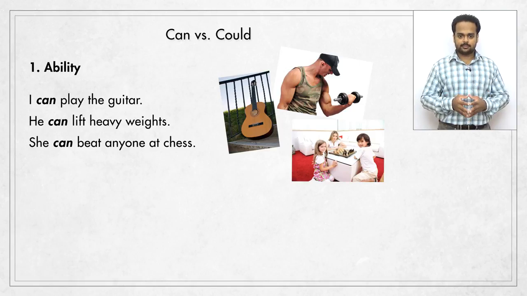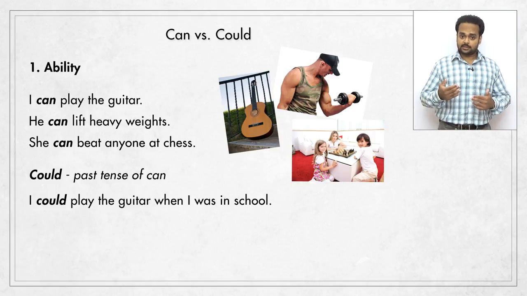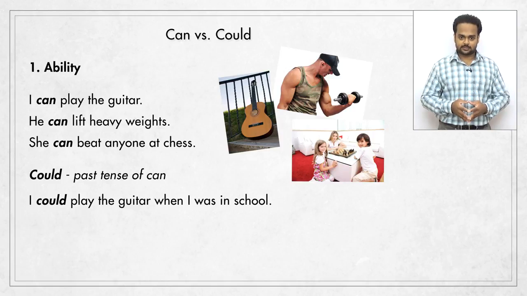What about could then? Well, could is just the past tense of can. I can say, I could play the guitar when I was in school. That means I had the ability in the past, but now I can't play the guitar because it's been a long time and I'm out of practice.